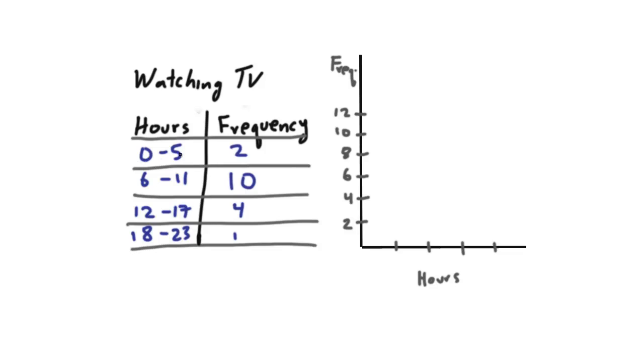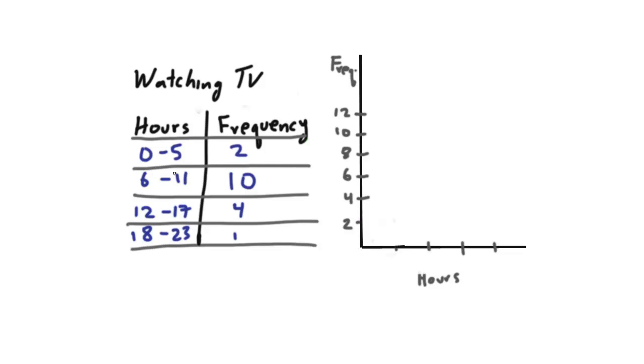We have from 0 to 5, we have 2 students. From 6 to 11 hours, we have 10 students. From 12 to 17, we have 4. And from 18 to 23, we only have 1 student. So on the right hand side here, we have the frequency on the vertical axis and the number of hours on the horizontal axis.